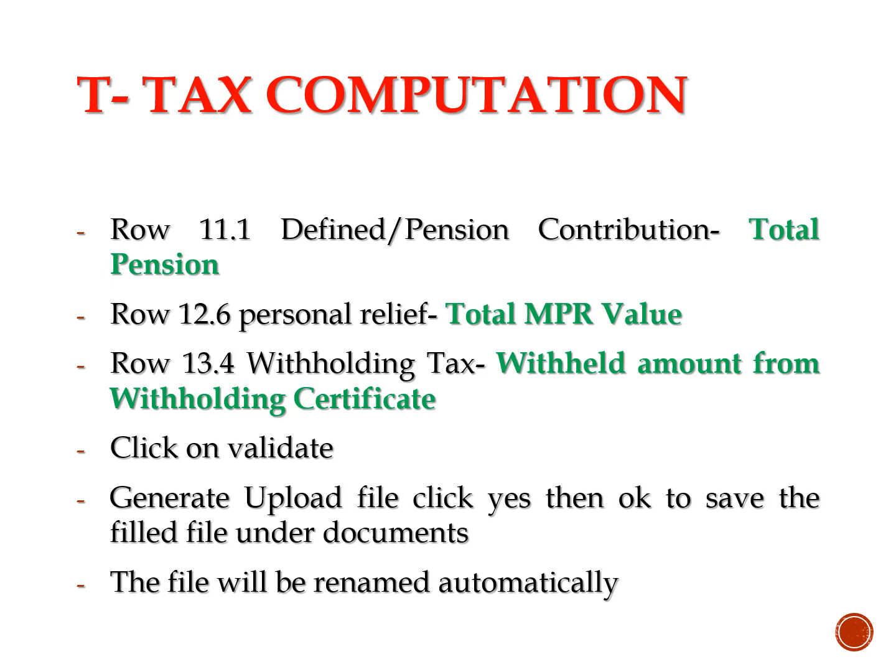Then move down to row 12.6, that is the personal relief, the MPR value from your P9, it is 28,800. That is the relief that we get. Then under row 13.4, that is withholding tax, because this one is being done for somebody with withholding tax.